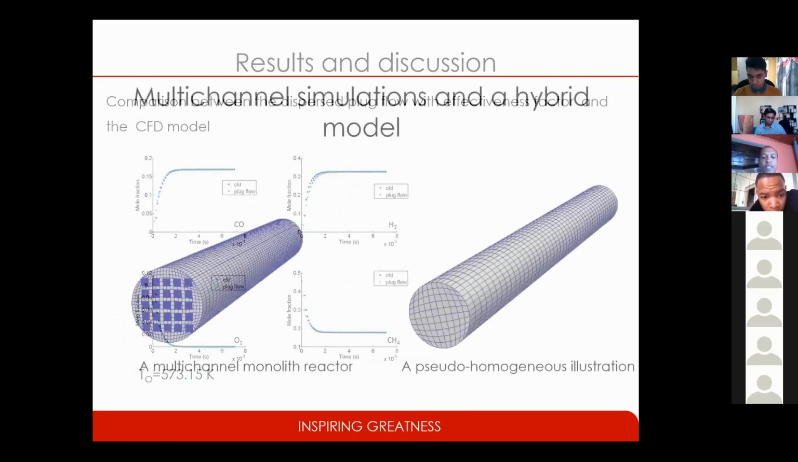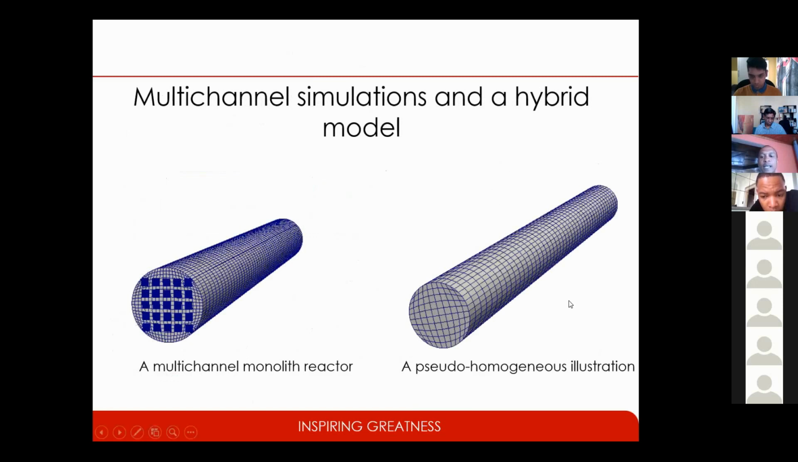Now we said, okay, it's about time that we go to the pseudo-homogeneous model that I spoke about. In a multi-channel monolith, as I've said, you will have a monolith with thousands of channels, and you're modeling each channel and also the interaction between channels through heat transfer. Or it can be represented in the pseudo-homogeneous illustration, as you can observe here. And in this pseudo-homogeneous model, this is where I said you have that linear combination of the two analytical solutions.